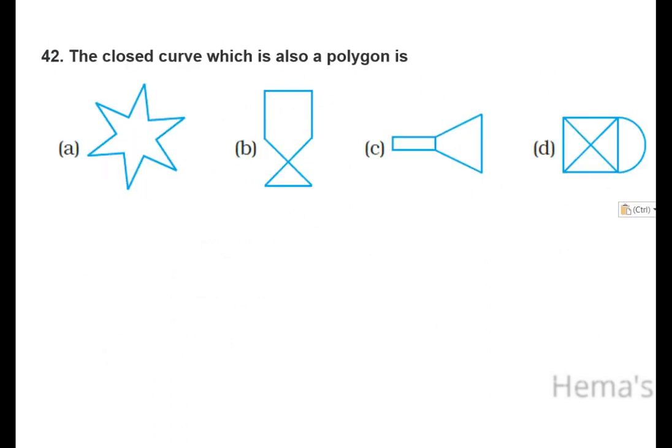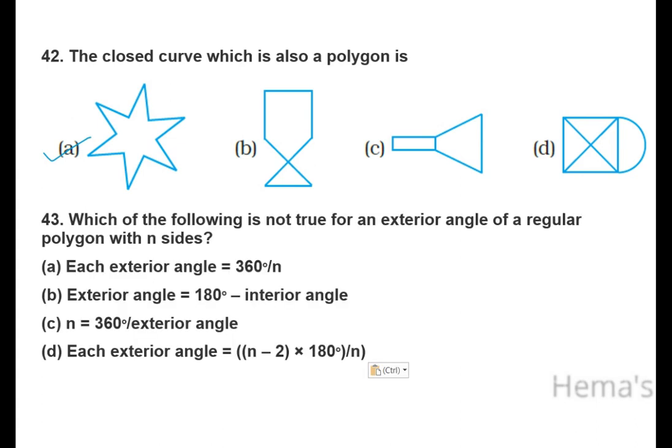Question 42. The closed curve which is also a polygon. Option A is the right answer because there are no line segments that intersect each other. Question 43. Which of the following is not true for an exterior angle of a regular polygon with n sides? Each exterior angle is equal to 360 degrees by n. It is right. Exterior angle is equal to 180 degrees minus interior angle. As we know that exterior angle and interior angle together make a linear pair. So this is right. Now n is the number of sides.